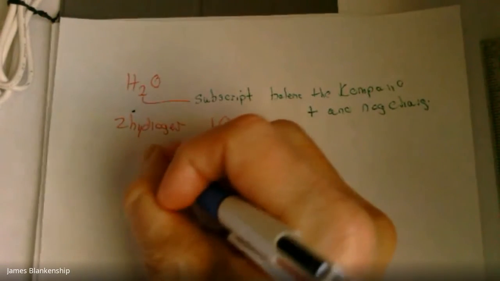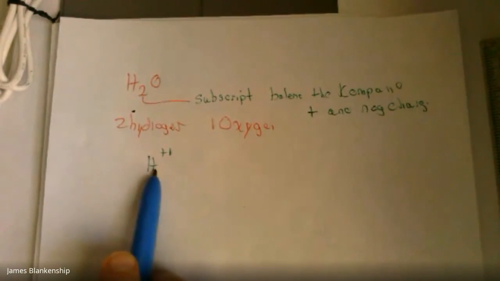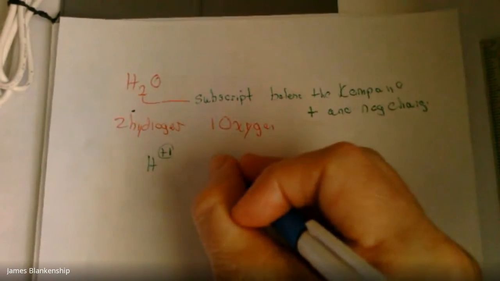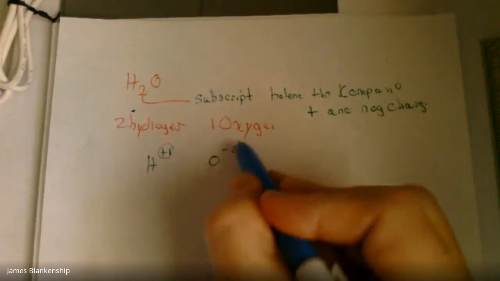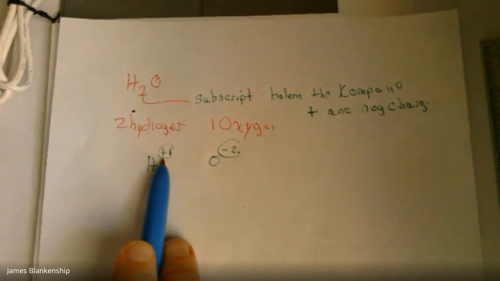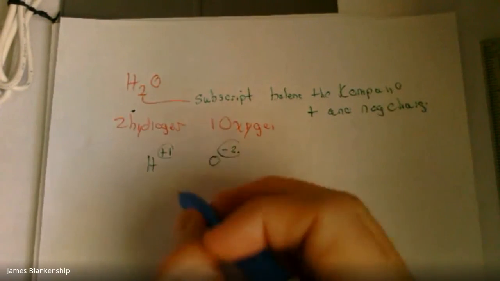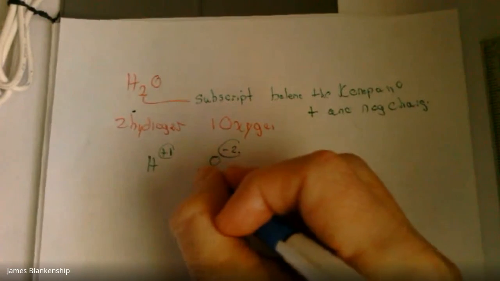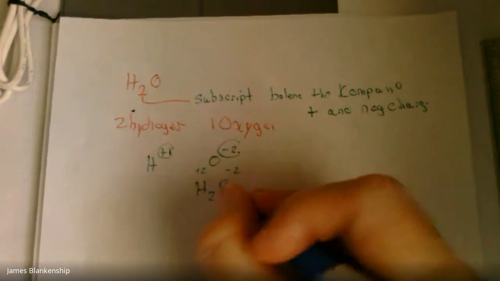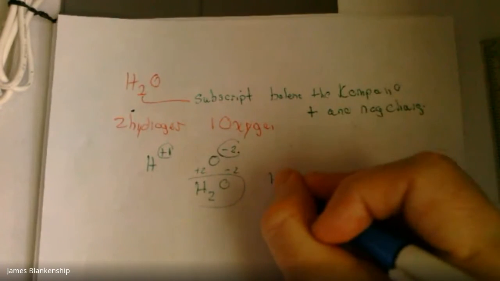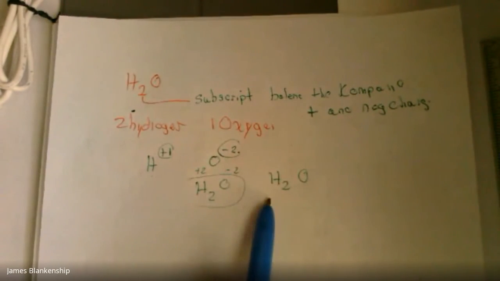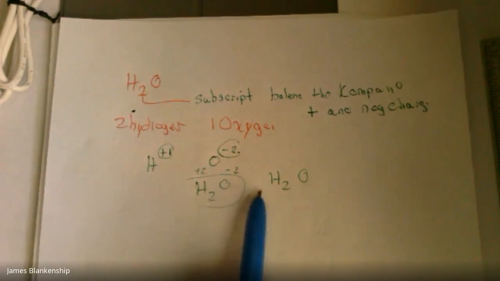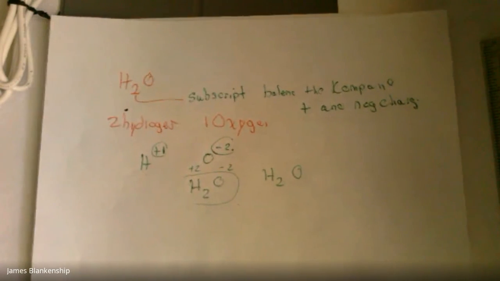Hydrogen is in the column where hydrogen is +1. When it combines with something else, it's +1. Oxygen is in the column where it is a -2. So you need 2 positive ones in order to balance the negative. This is a +2, this is a -2, and the entire compound has no charge, so we just write it like that. H2O. So the charges will tell you what your subscripts are when you start to make formulas.